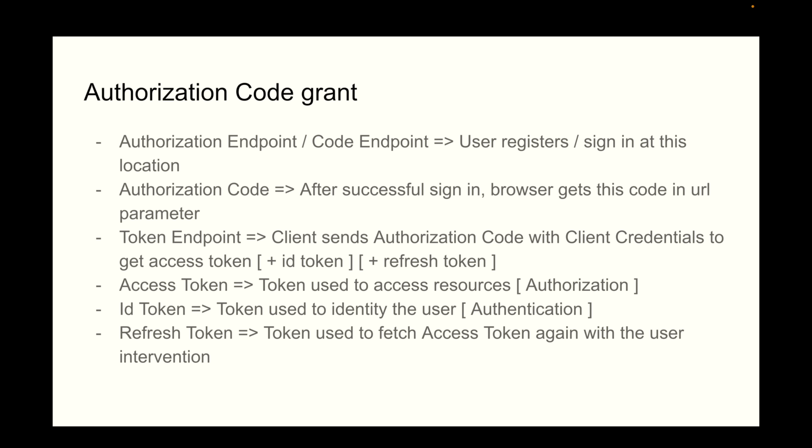It can also send an ID token, and it can also send a refresh token. The access token is used to access resources from the resource server. The ID token is used to identify the user, to get some information like profile information, email, name, and address of the user. And the refresh token is used for fetching the access token again and again without the user's intervention. The ID token will be sent only if the OpenID Connect protocol is enabled on the authorization server, and the refresh token will be sent only if the refresh token grant type is enabled for the client on the authorization server.